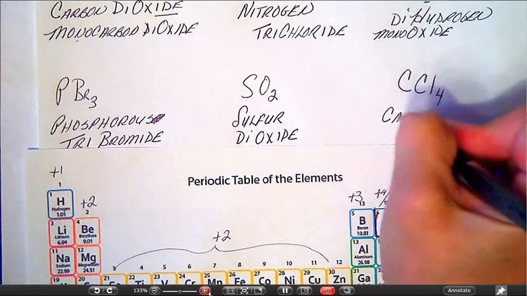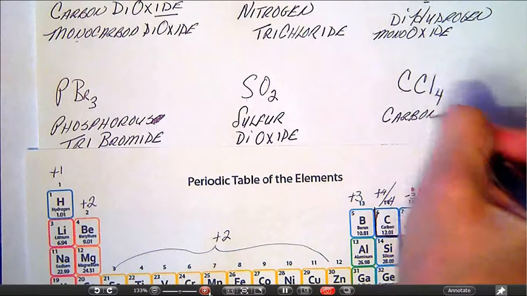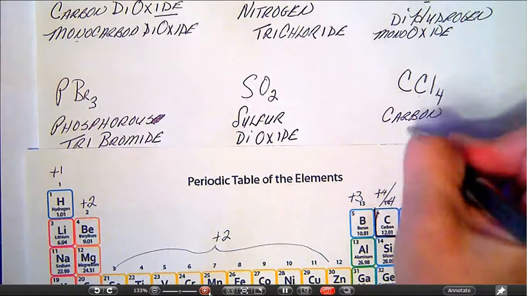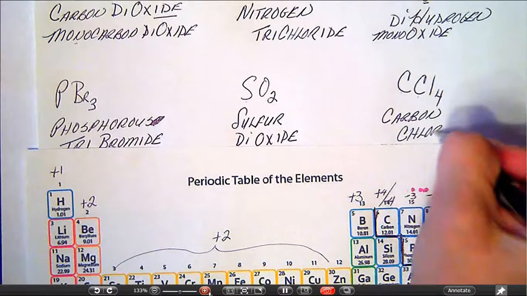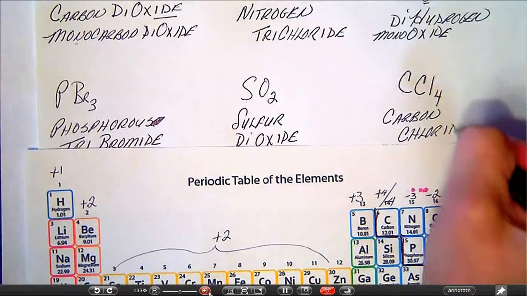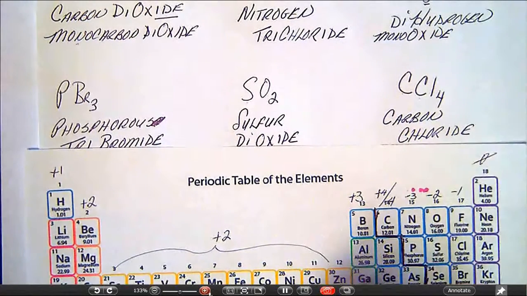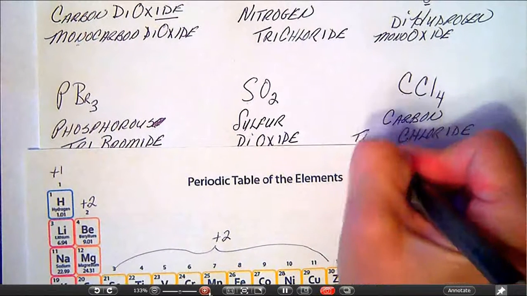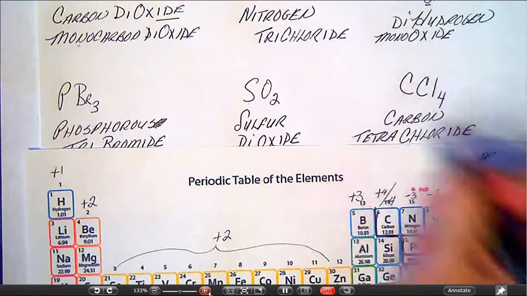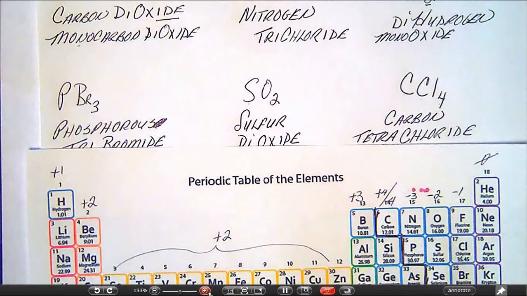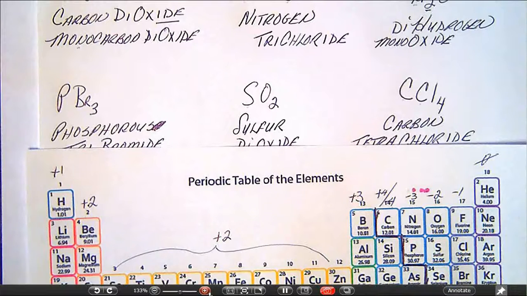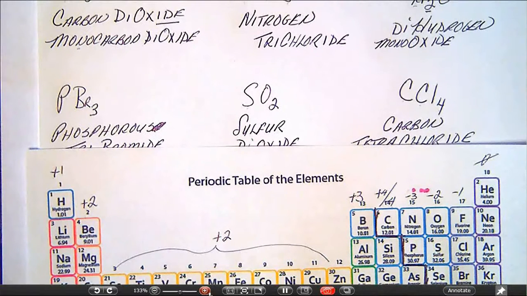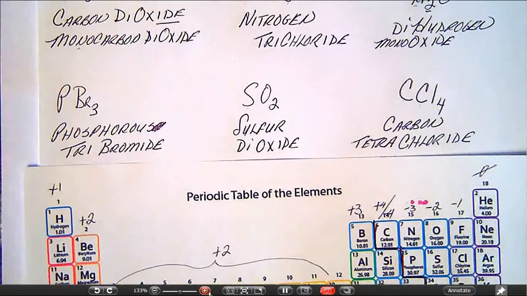C for carbon. Chlorine becomes chloride. And 4, tetra, carbon tetrachloride. This is exactly how you're going to need to do it for all tests, quizzes, and worksheets, and it doesn't get any more difficult than this. I'm going to move now to naming ionic compounds.